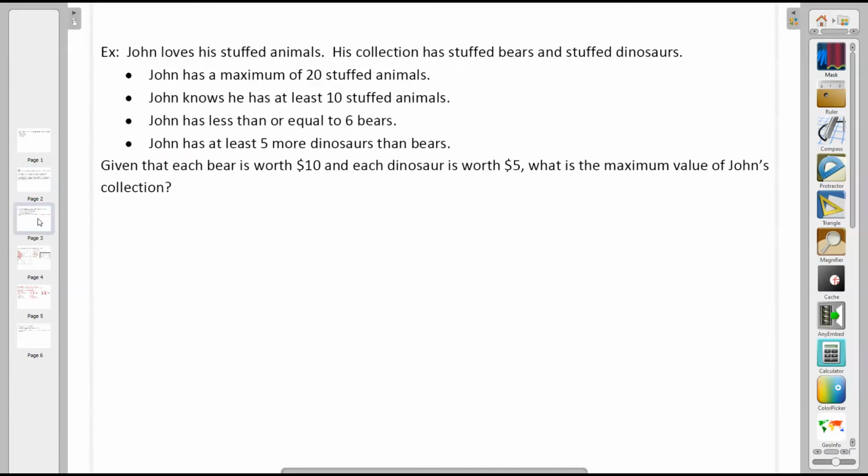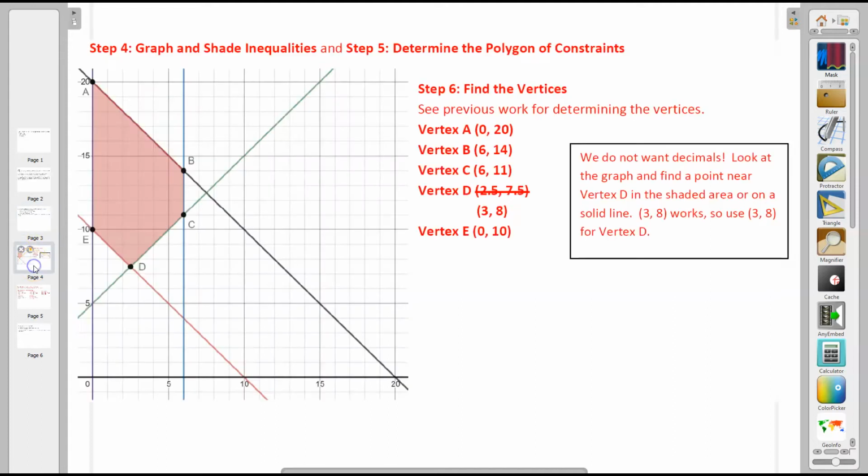So here was the problem, just as a refresher. John loved his stuffed animals. Man, he's big into his stuffed animals. And we went through that whole process, and as a refresher, here's the graph that we came up with that shows the polygon of constraints here in the pink shaded area. And here are the vertices, and you noticed vertex D was 2.5, 7.5.